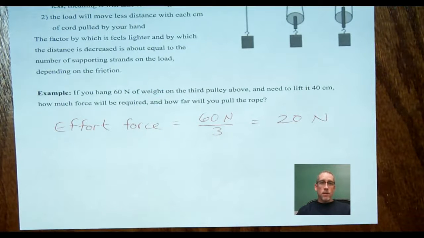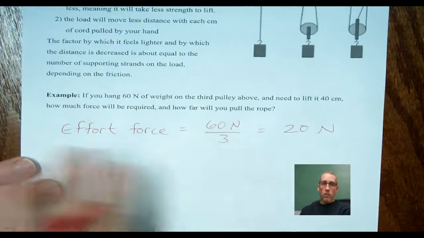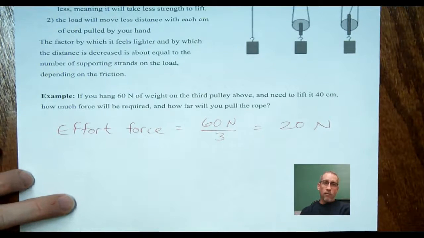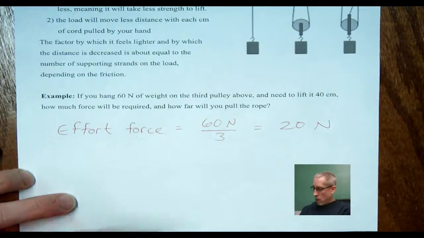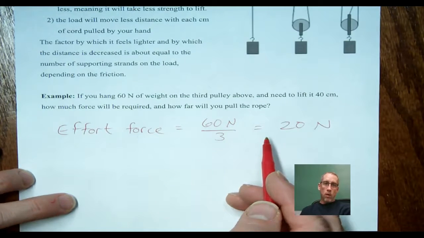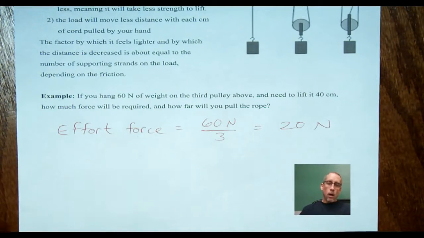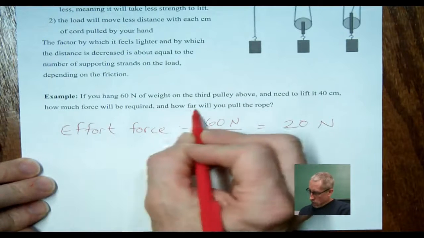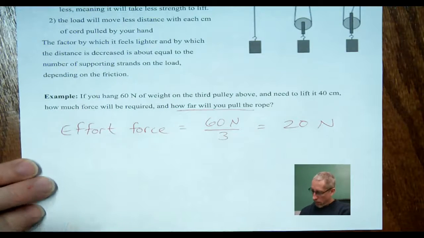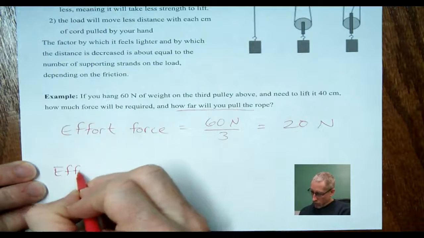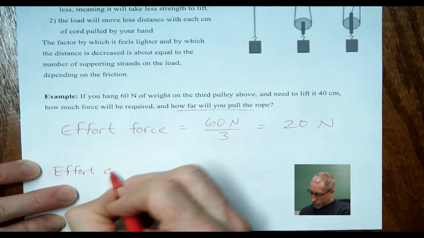Let's talk about the distance that you're going to have to pull. Because remember, with every machine, if we have an advantage in one respect, we're going to have a disadvantage in the other. So it was nice that we could only use 1/3 of the weight for the strength that we needed to move it. However, the distance we're going to have to pull the rope is going to be more because of that. So we would call this the effort distance that we're finding here.